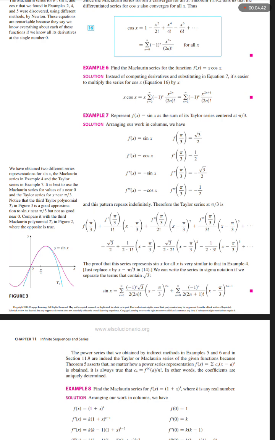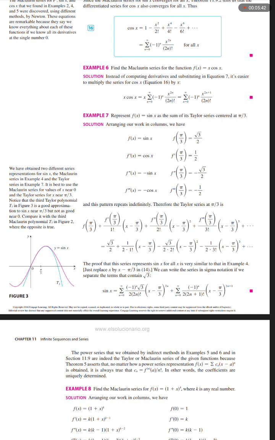We can write the series in sigma notation if we separate the terms that contain the square root of 3. sin x = the sum from n = 0 to infinity of (-1)^n square root of 3 over 2(2n)! times (x - pi/3)^(2n), plus the sum from n = 0 to infinity of (-1)^n over 2(2n+1)! times (x - pi/3)^(2n+1).